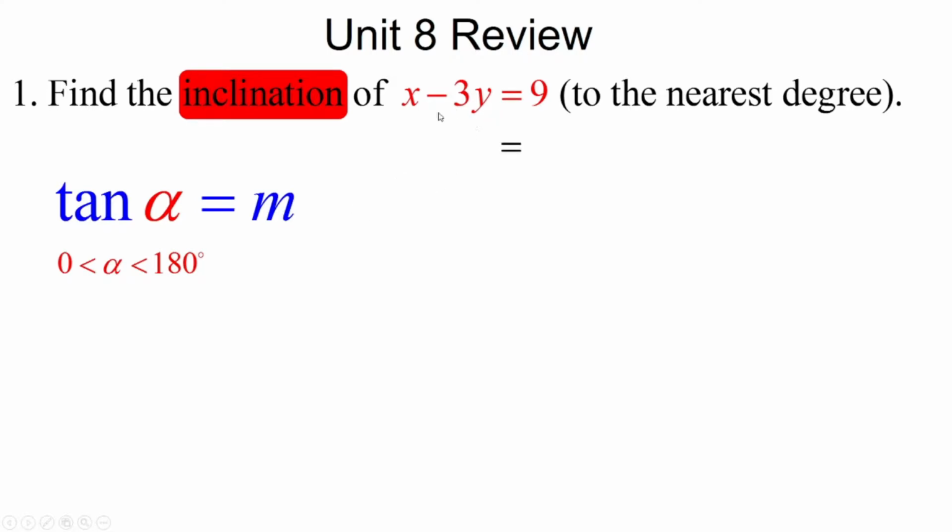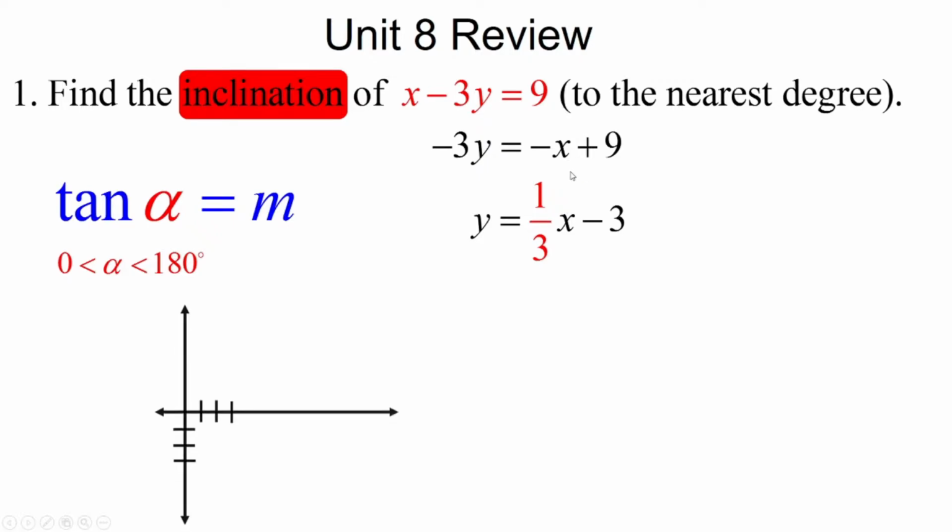So, to get a graph of this, let's just go ahead and solve for y. I would subtract x from each side to get negative 3y equals negative x plus 9. And then let's divide everything by that negative 3 to get y equals negative x divided by negative 3, which would be 1/3 x, and then 9 divided by negative 3 would be minus 3. So it looks like our slope is 1/3.